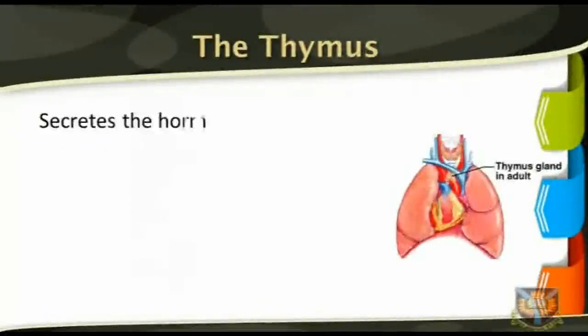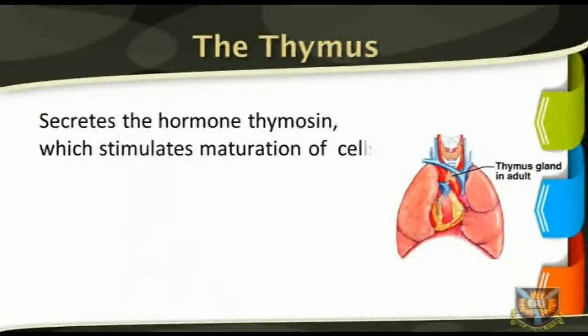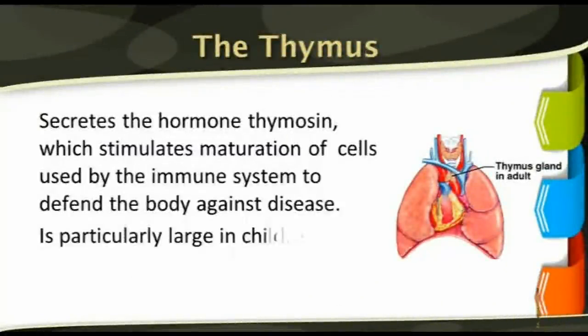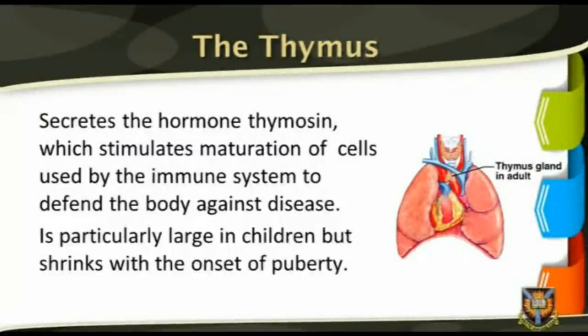The thymus. The thymus secretes the hormone thymosin, which stimulates maturation of cells used by the immune system to defend the body against diseases. The thymus is particularly large in children, but shrinks with the onset of puberty.